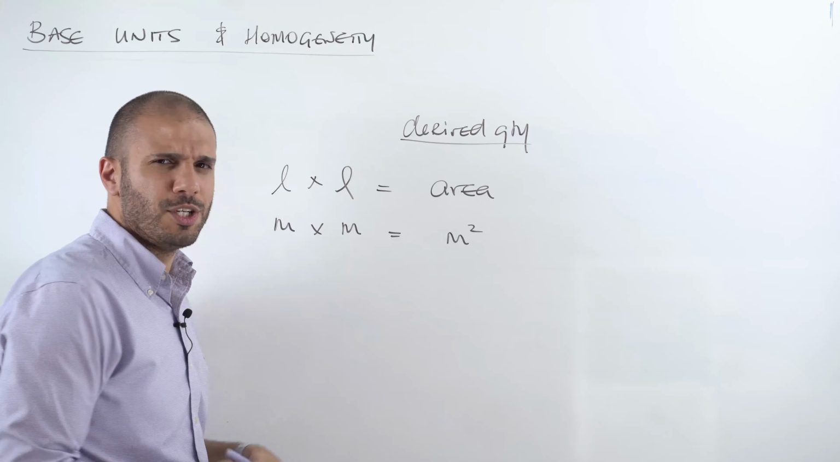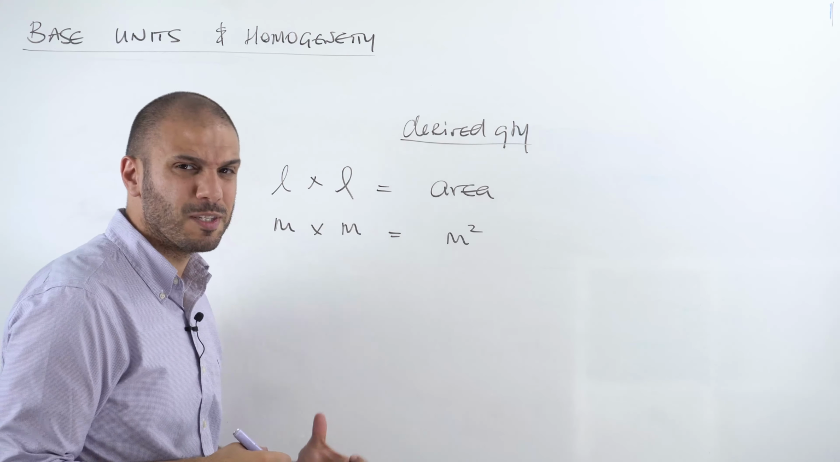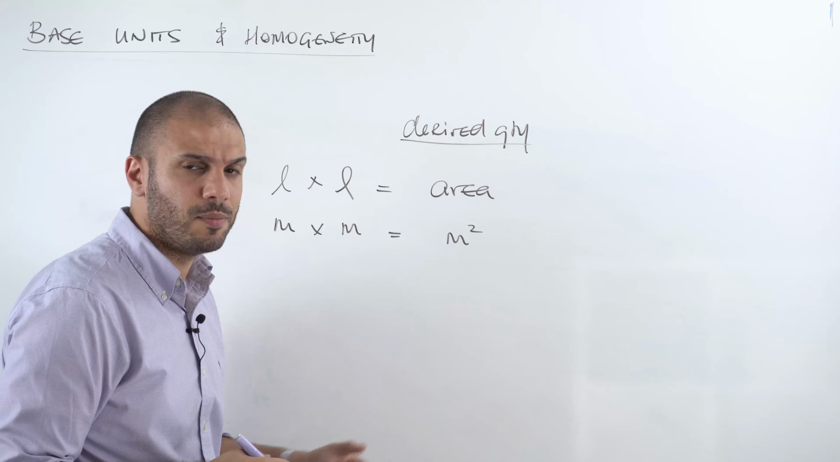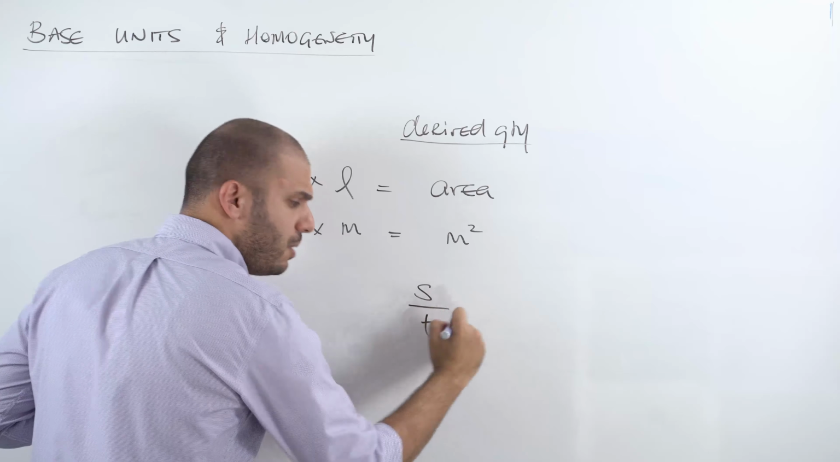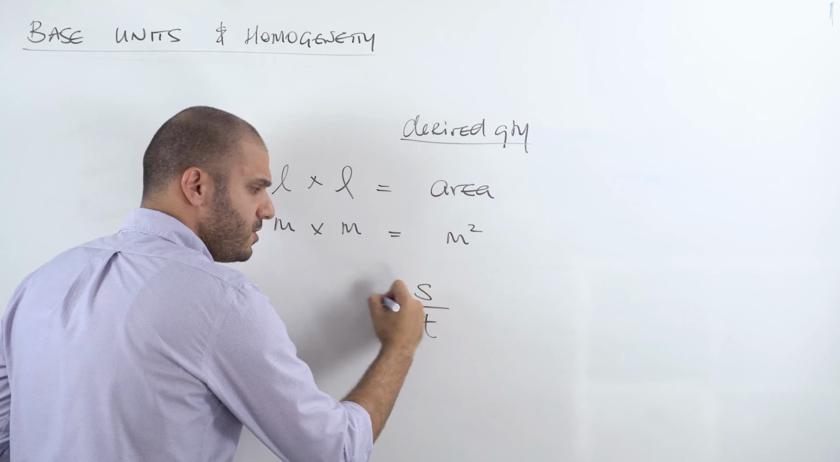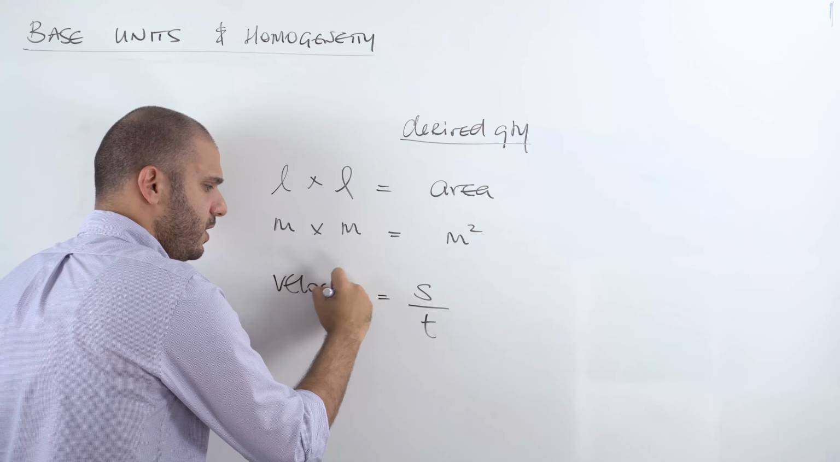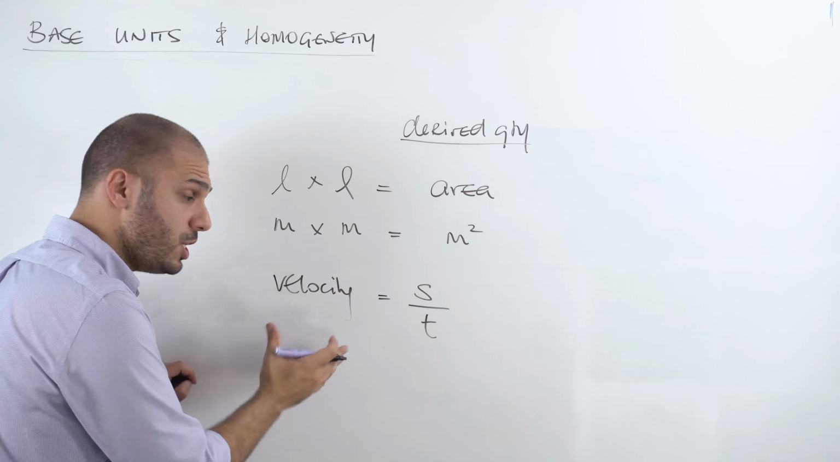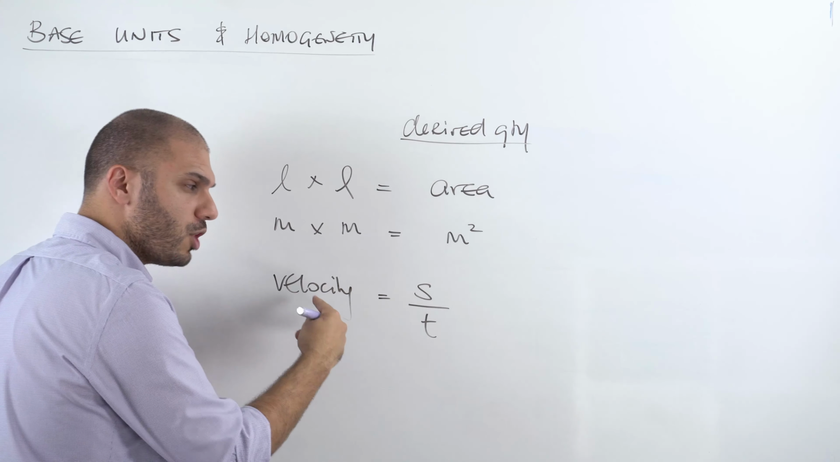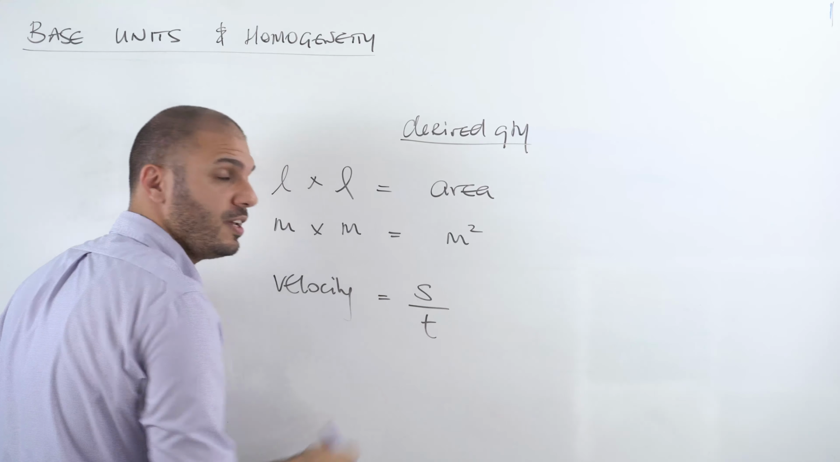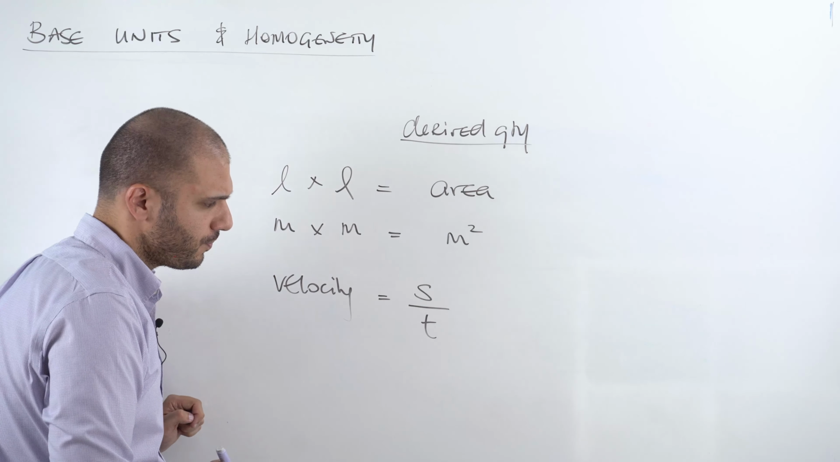Let's do another combination. Let's say we are combining displacement and time, and this time we're using division. So if we divide displacement by time, that gives us a new quantity, velocity. Velocity is not a base quantity. We've just created it by dividing two base quantities.